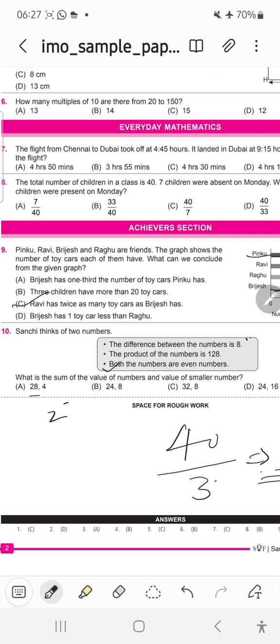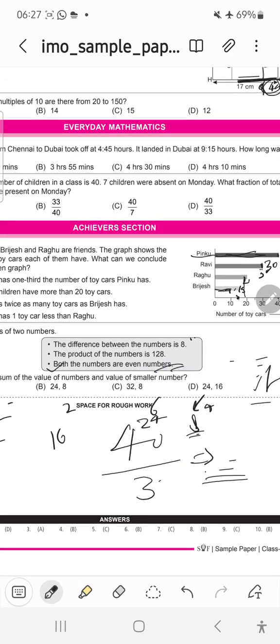I think there is something wrong in this question, because a product of 128 is not possible for any of these numbers. If we multiply 8 by 2 we get 16, 8 by 4 we get 32, so the unit place is 2 here and 6 here. I think it should be 16, because we also consider the difference. If we find the difference, here the difference is 16, here it is 24, here it is 8. So here the difference matches, but the product does not, so no option is correct.